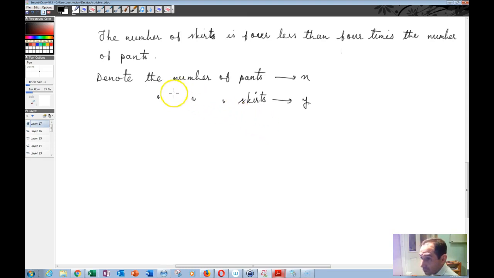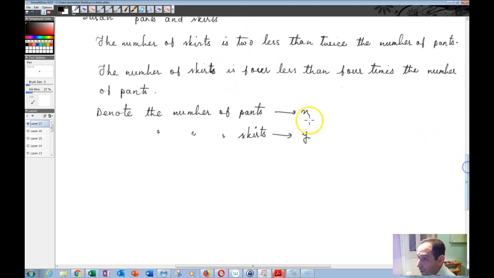Now, if I denote the number of pants by x and the number of skirts by y, I know that the number of skirts, which is y, is 2 less than twice the number of pants. Twice the number of pants would be 2x, and 2 less than that would be 2x minus 2. So y is equal to 2x minus 2.